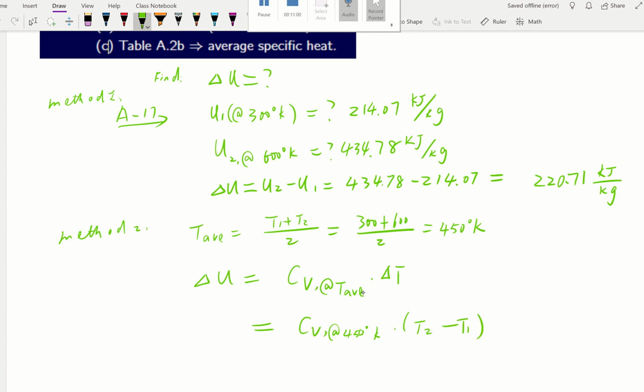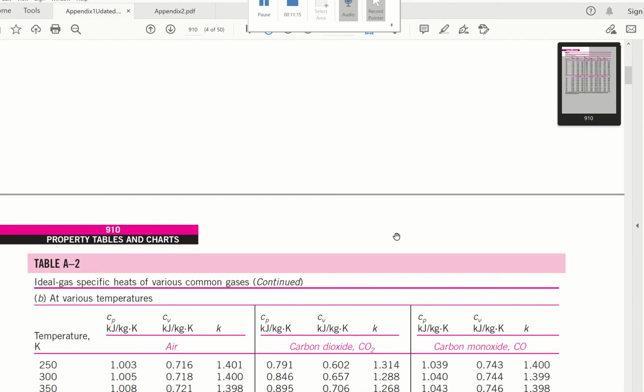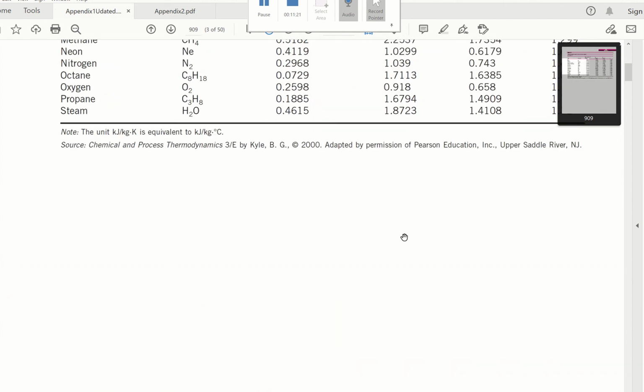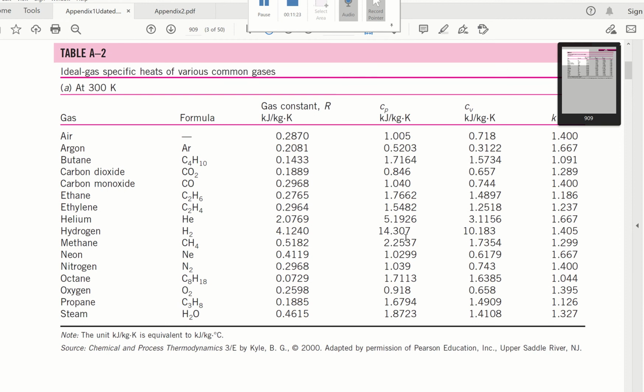All right, so first step, where do we find our CV at 450 Kelvin? That's from our table A2B. Okay, so let's take a look where that is. But before we do that, I want to just talk about table A2 in general.